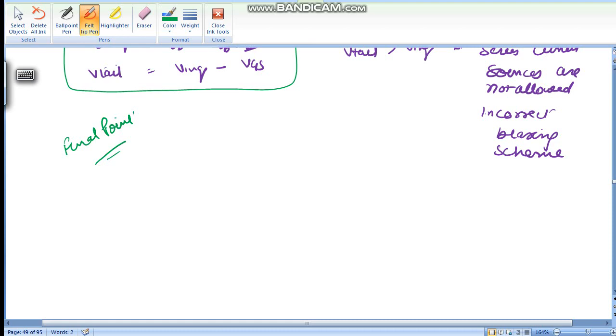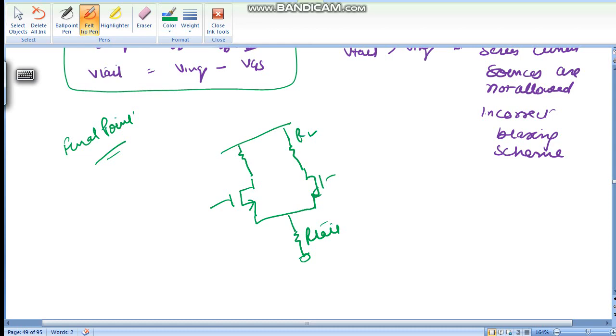For biasing, if we are considering, say, an NMOS device, and here we have a tail resistance, some tail resistance, and some load resistance here. Now the final point I would like to add is that this is the tail node. Say this is VT.